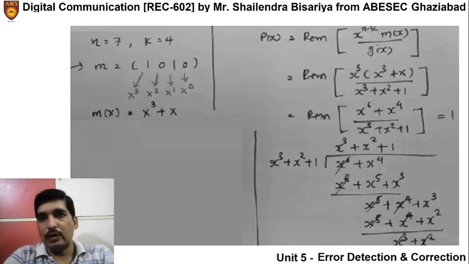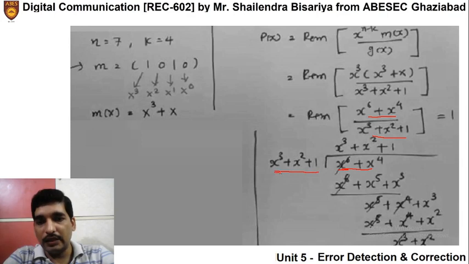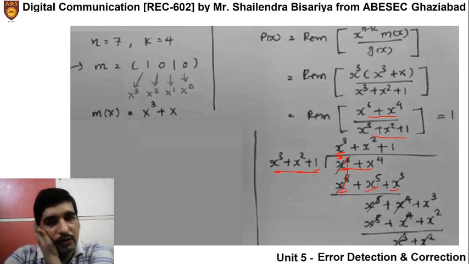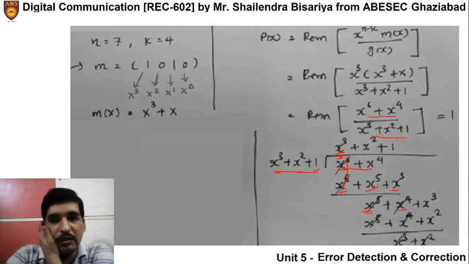So it is x6 plus x4 upon x cube plus x square plus 1. We write here x6 plus x4, and here x cube plus x square plus 1. Now the first term is x6 and here it is x cube, so we multiply with x cube. x cube into x cube gives x6, x cube into x square gives x5, and x cube into 1 gives x cube. So x6 and x6 XORing gives 0, and we get x4 plus x5 plus the third term x cube.